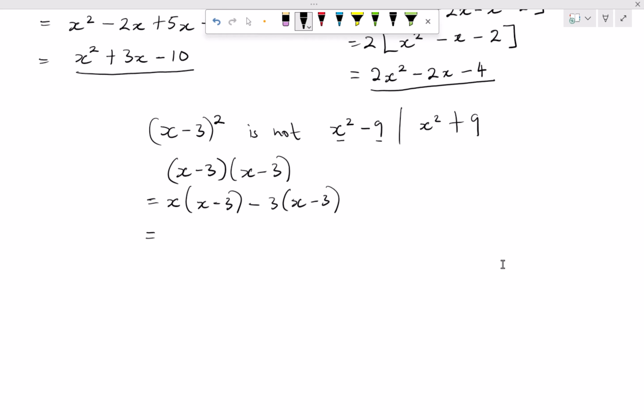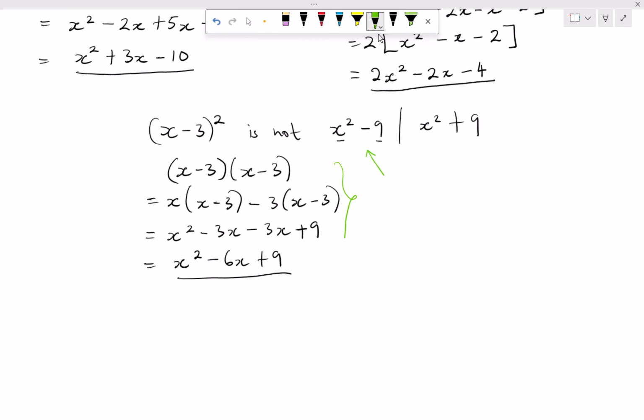So when we do this, now we get x squared minus 3x minus 3x plus 9. And our final answer would be x squared minus 6x plus 9. Okay, this is our final answer. So this would be wrong. We don't take the letters or the numbers inside the bracket and simply square them. No, we don't do that. We expand it like how we have done right here.